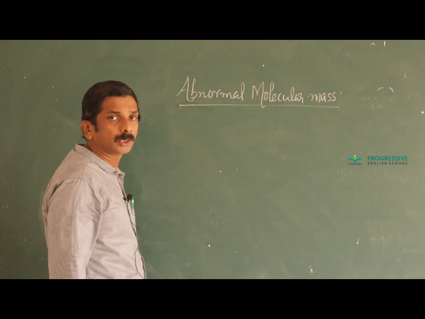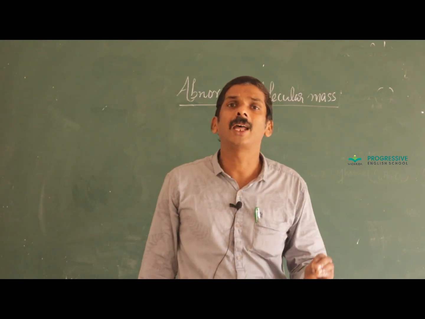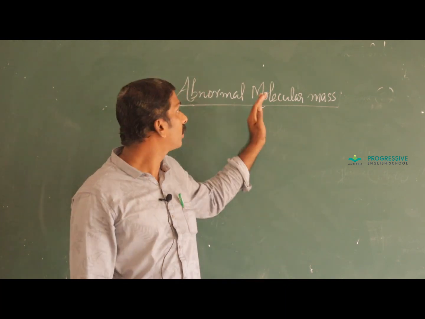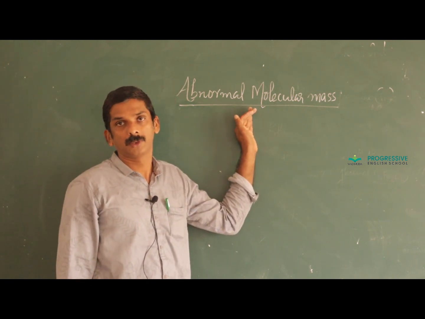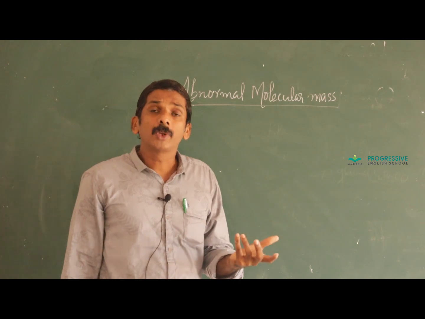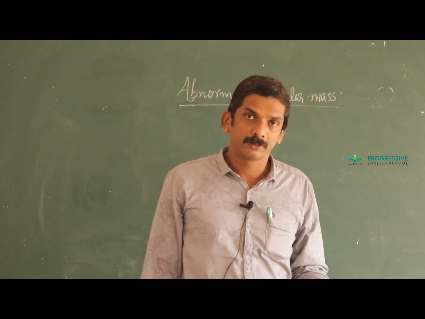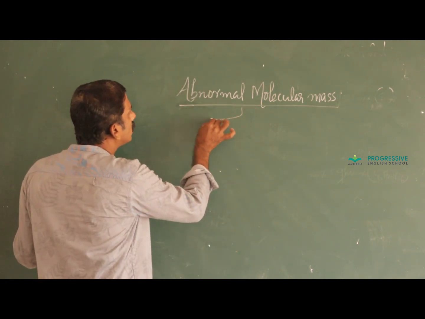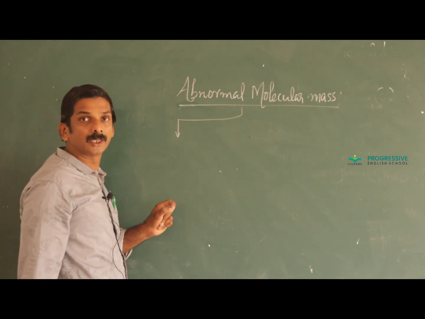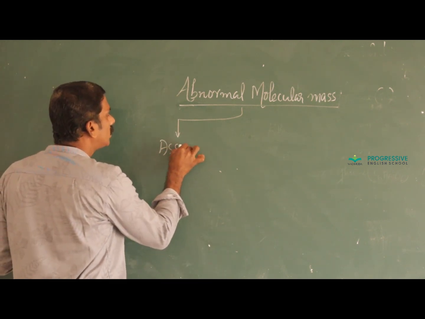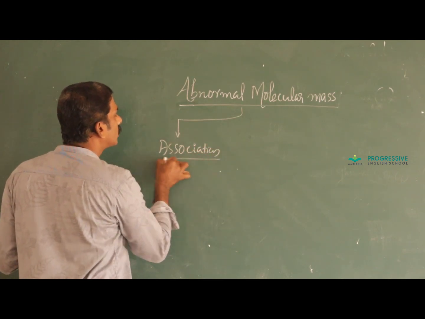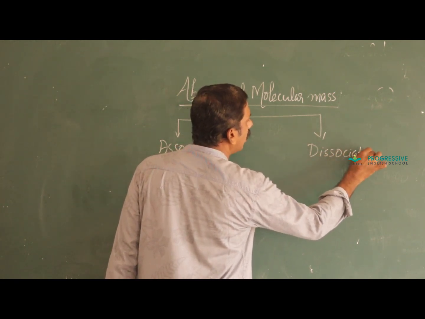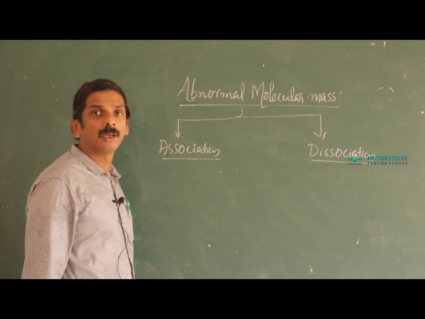Abnormal molecular mass means the molecular mass calculated on the basis of colligative properties is different from the actual molecular mass. Definitely there must be some reason for exhibiting this abnormality. How does this abnormality arise? Abnormal molecular mass is mainly due to two reasons. One is association, and the second one is dissociation. Association and dissociation.